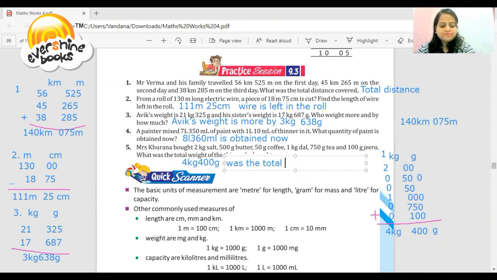Total weight of the things she bought. Okay, it's your answer. It's very easy. So write in your notebook.